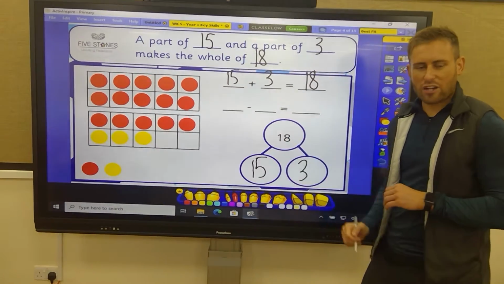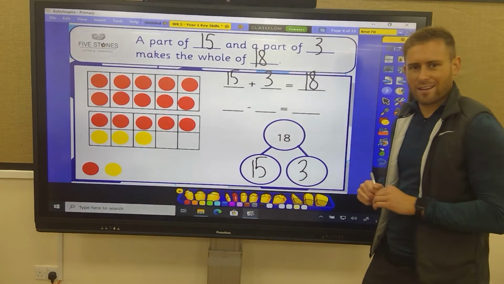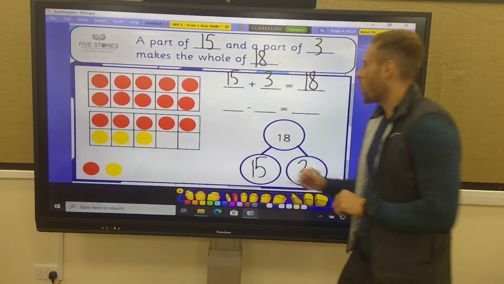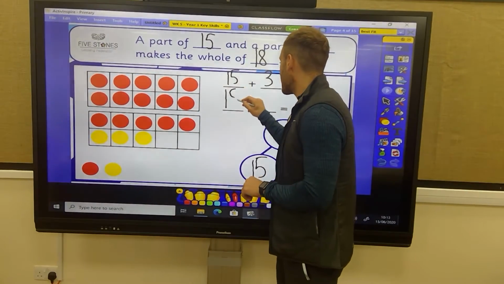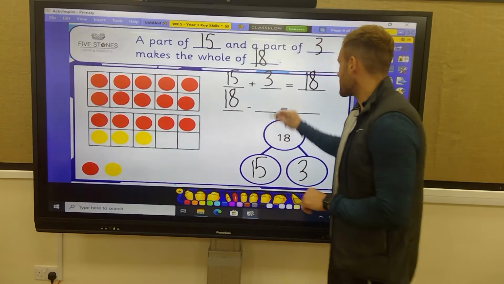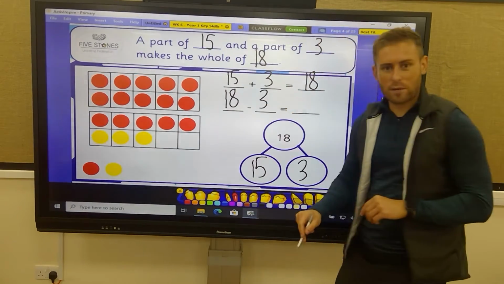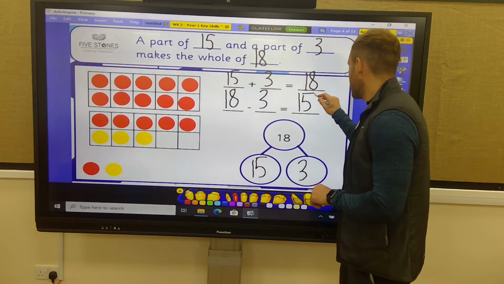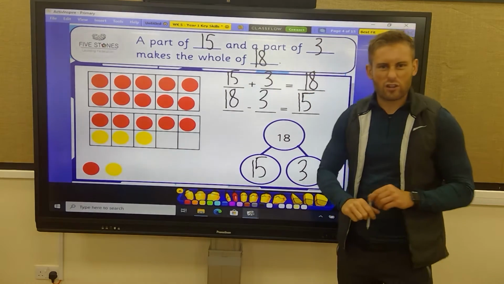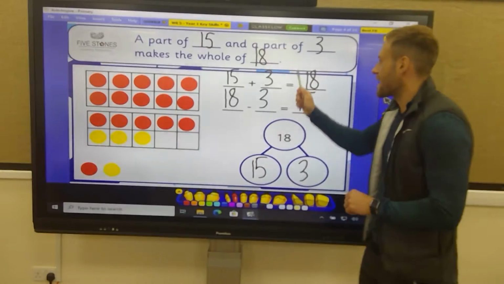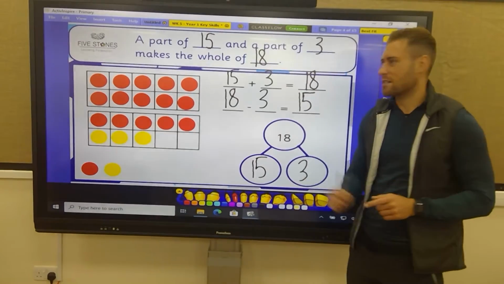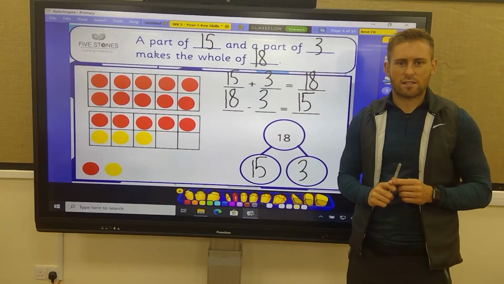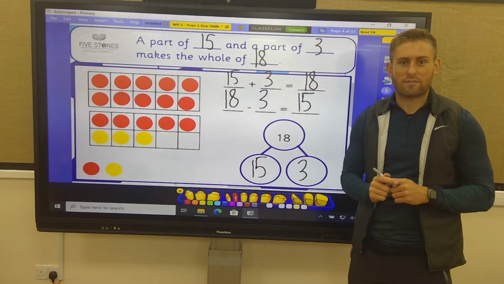However, subtraction, what's different? Yes, we start with the whole. So if I had a whole of 18 and I subtract a part of 3, I'm going to be left with a part of 15. Fantastic. For a challenge, you might see if you can write a different addition sentence and a different subtraction sentence. So pause the video if you'd like to give that challenge a go.